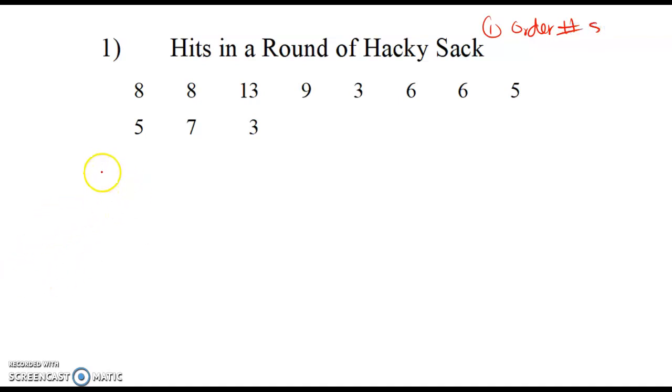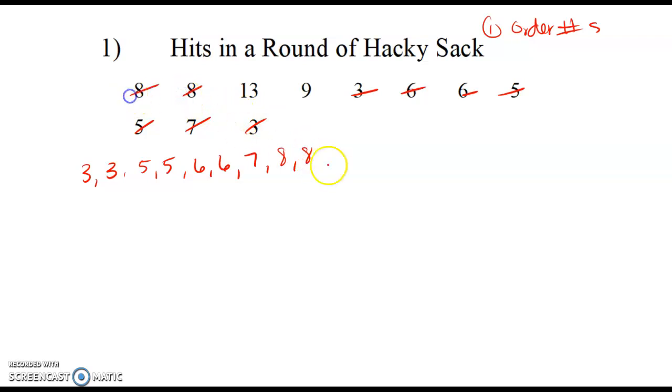And so I've got 2 3s. Cross these out as I go. 2 5s. 2 6s. A 7. 2 8s. A 9 and a 13.